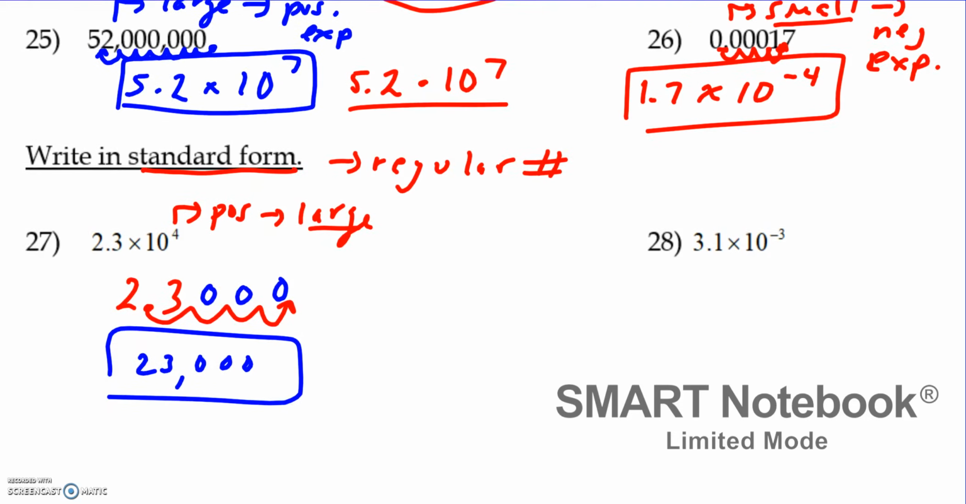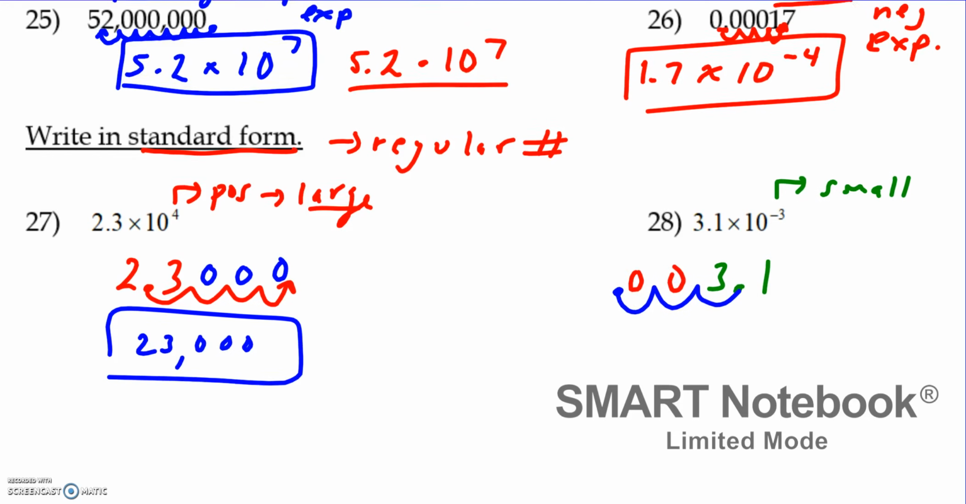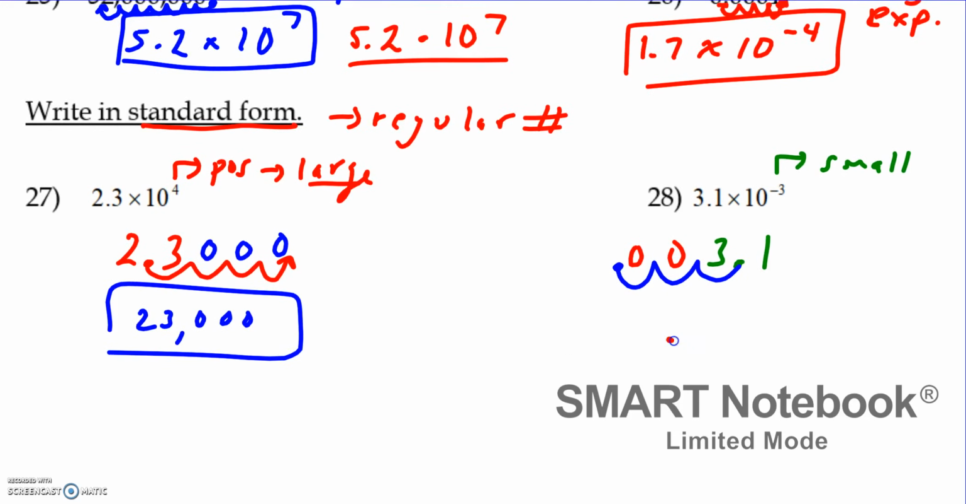Number 28. Because I see a negative exponent, that means this was originally a small number, a number less than 1. Right now, my decimal place is between 3 and 1, but I need to move this 1, 2, 3 positions to the left. And this time, I have 2 places for 0 placeholders, so my original number was 0.0031.